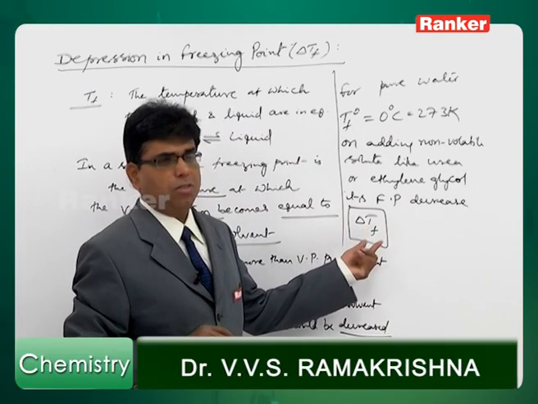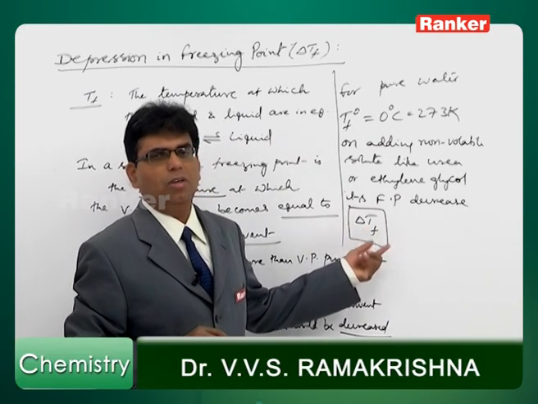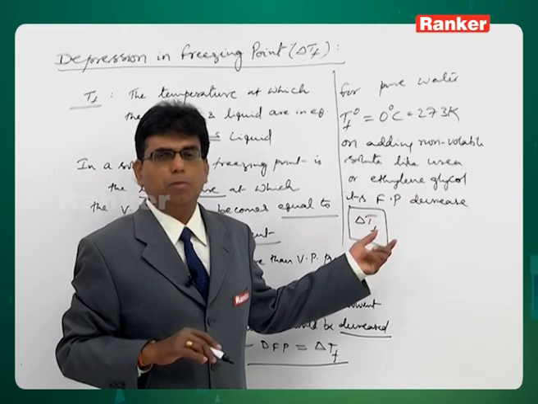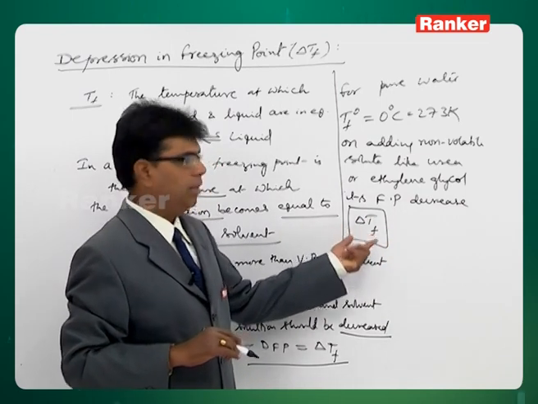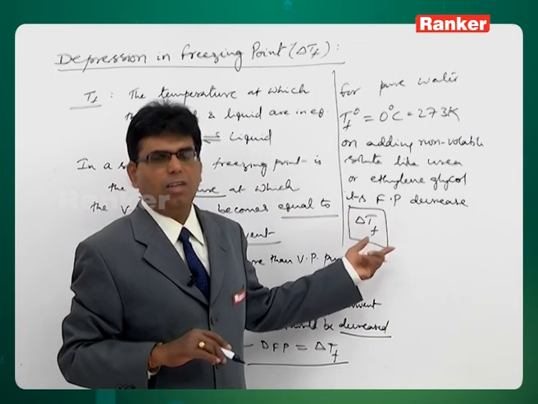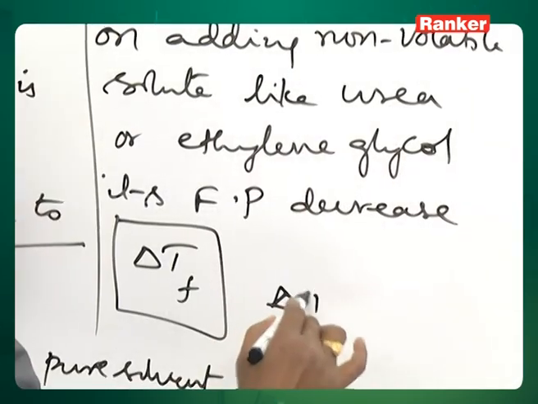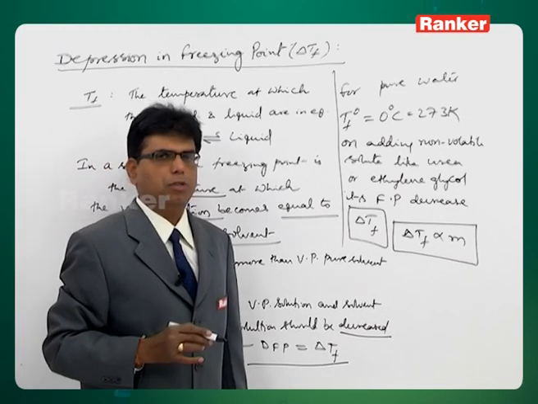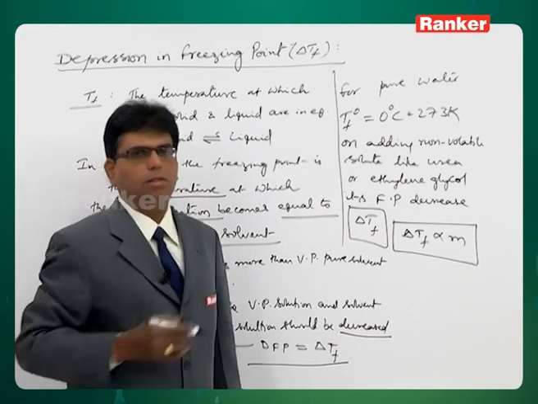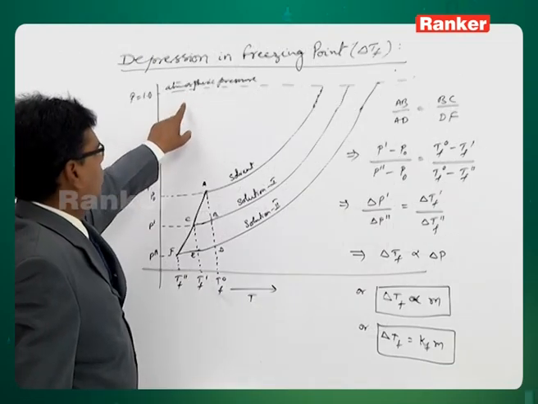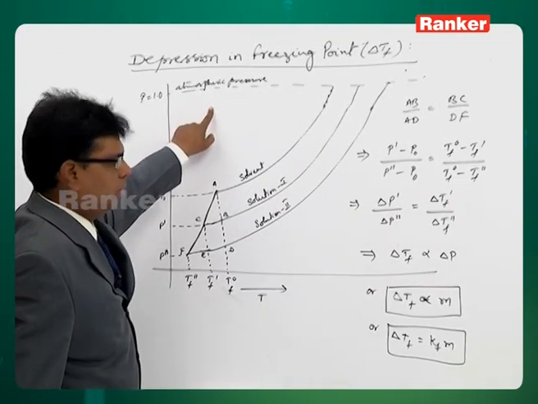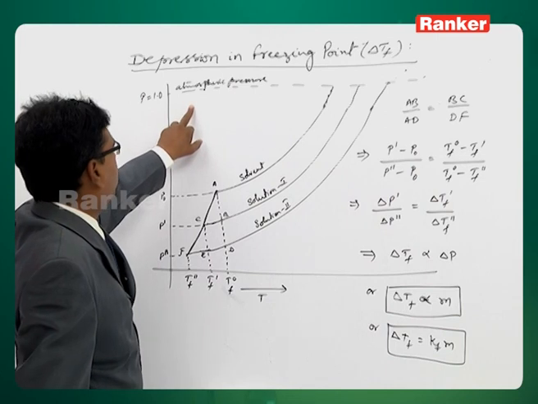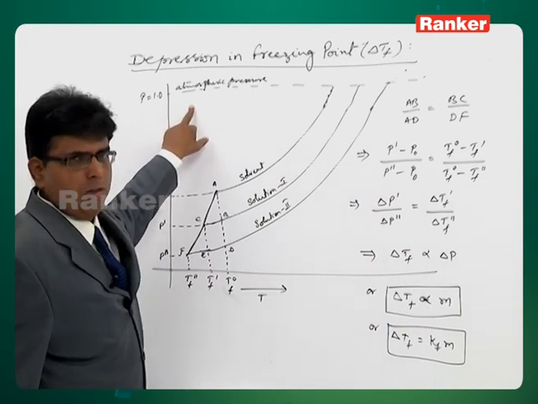This delta TF relation to concentration again we see with respect to a graph, like in the case of elevation in boiling point, where we explained that delta TB is proportional to molality. Same way again here we get the relation that delta TF is also proportional to molality, which we see now in the graph. In the similar fashion, graphically also we can explain the depression in freezing point for a solution compared to that of pure solvent.